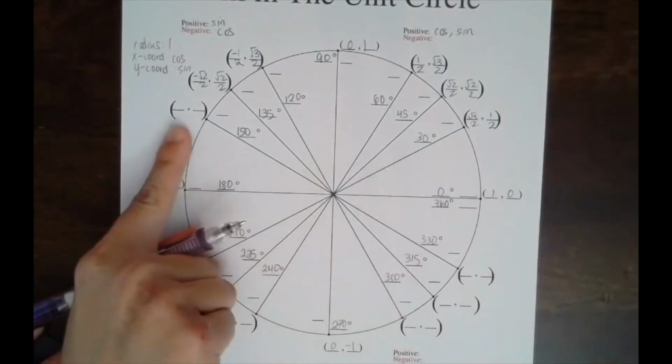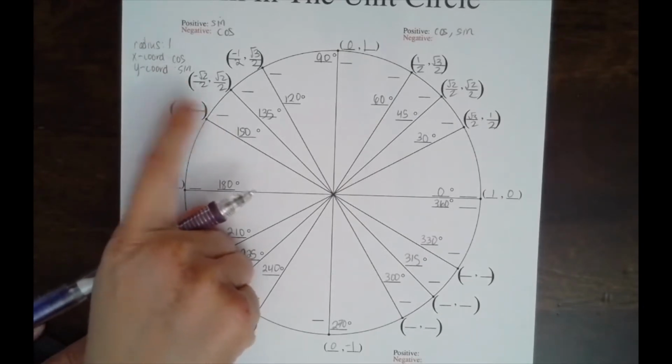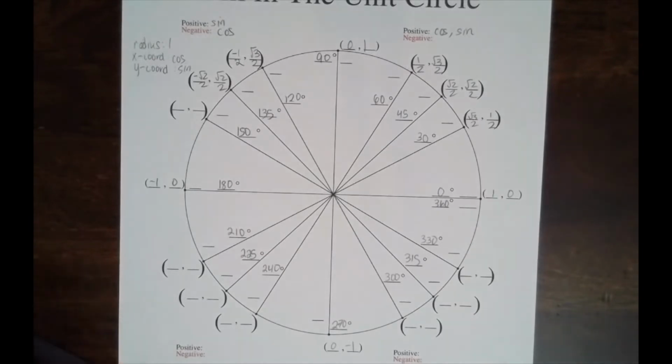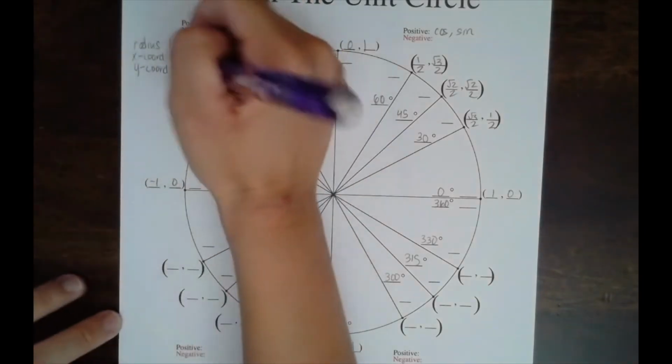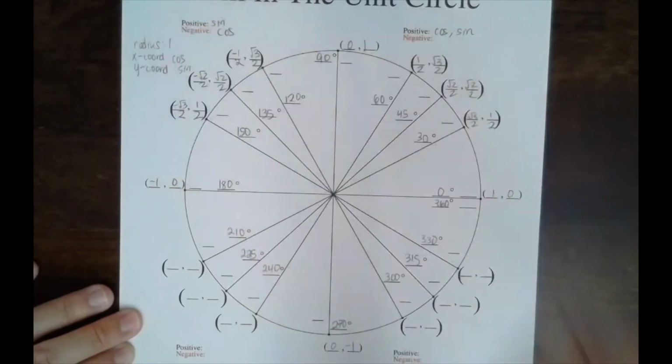Okay, so I want you to try to find the coordinates here, or the cosine and sine of 150 degrees. Okay, so you should have gotten negative root 3 over 2 comma 1/2.